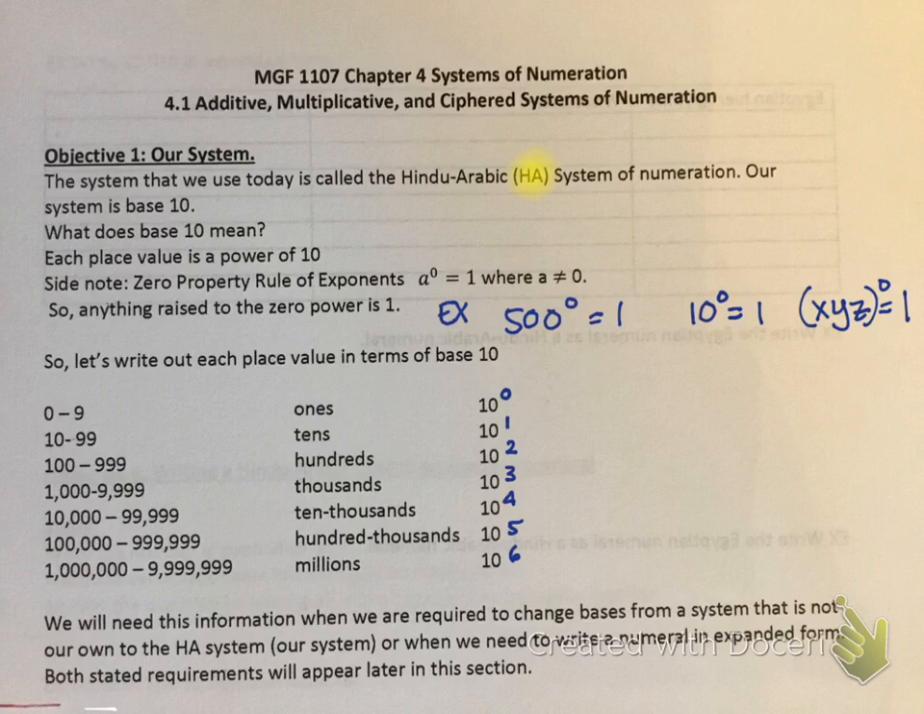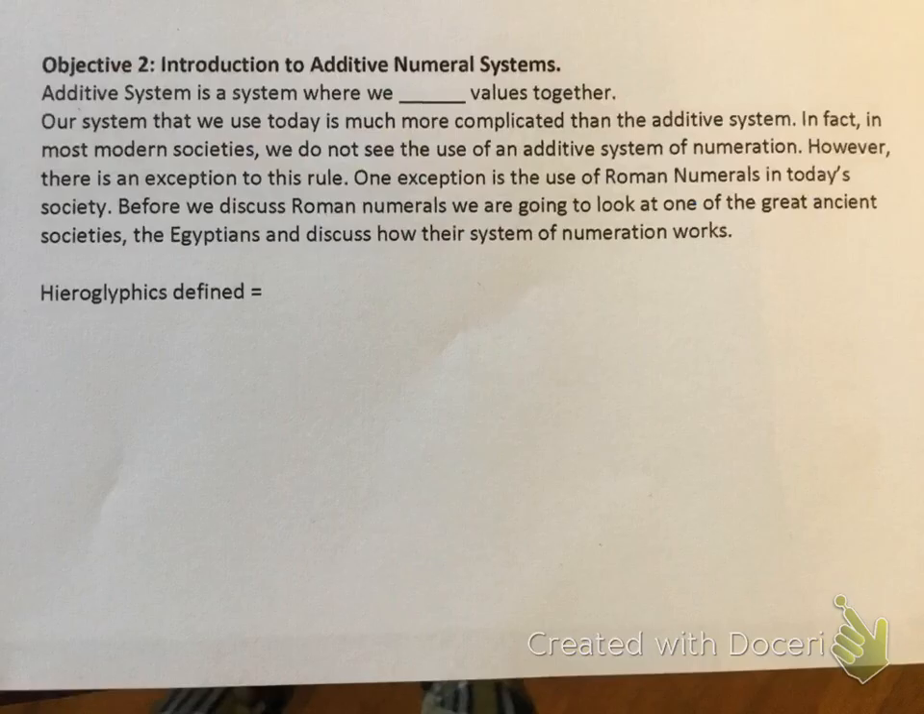We're going to be using this information a little bit later when we have to write a numeral in expanded form. We're also going to be using it in the next section, 4.2, when we change from our base system to a different base system.